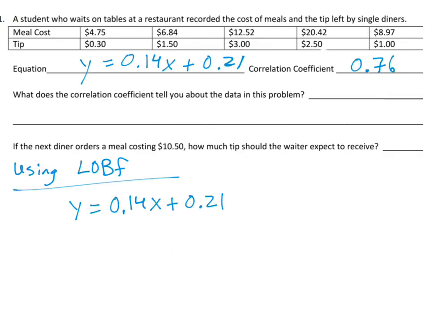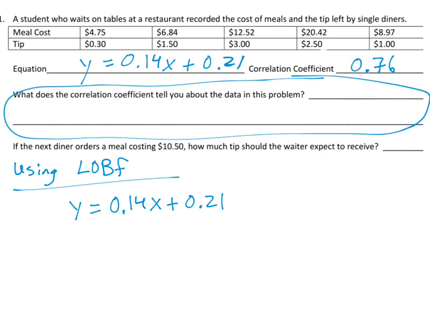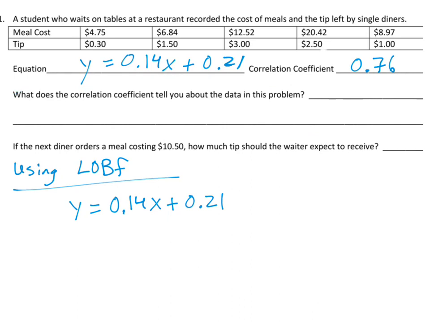Let's skip a few things and get to the actual assignment. Yesterday we got the line of best fit for number 1, and we're going to do the next 2 parts. So this one here, what does the correlation coefficient tell you about the data in this problem? Well, we have a correlation coefficient of 0.76, which is pretty good. That's a strong correlation coefficient. And so what that tells us is meal cost and tip have a strong correlation. We're going to write that down. Meal costs and tip have a strong correlation.